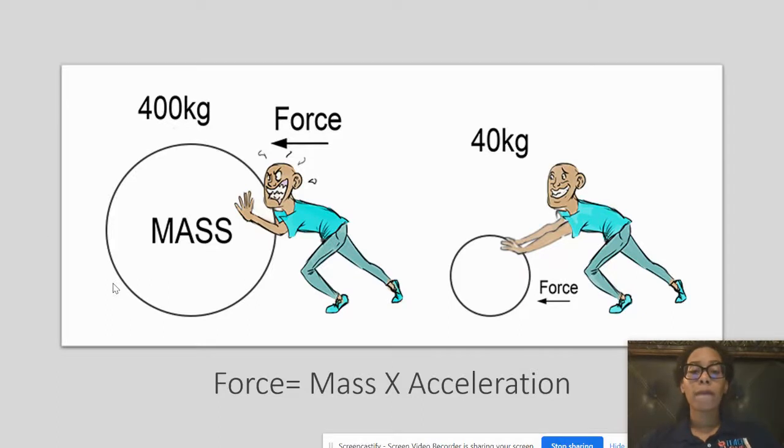So here we go. Force equals mass times acceleration. We're going to get our triangle today and we're going to do some calculations. If you look at the images, you can see that the ball on the left is a lot more massive. It's 10 times as massive as the ball on the right. On the left, he is exerting a large amount of force to cause that ball to accelerate. On the right, he only has to use a small amount of force because the mass is a lot smaller.